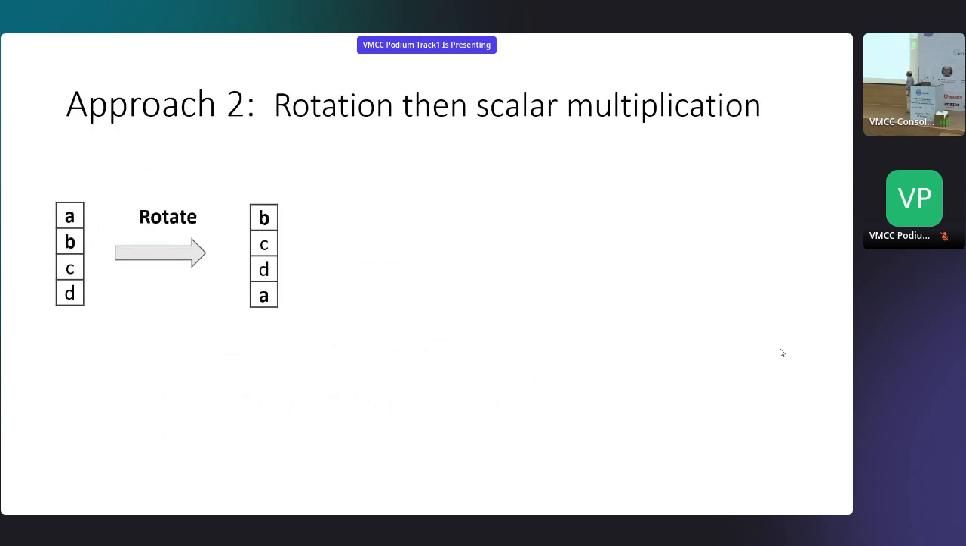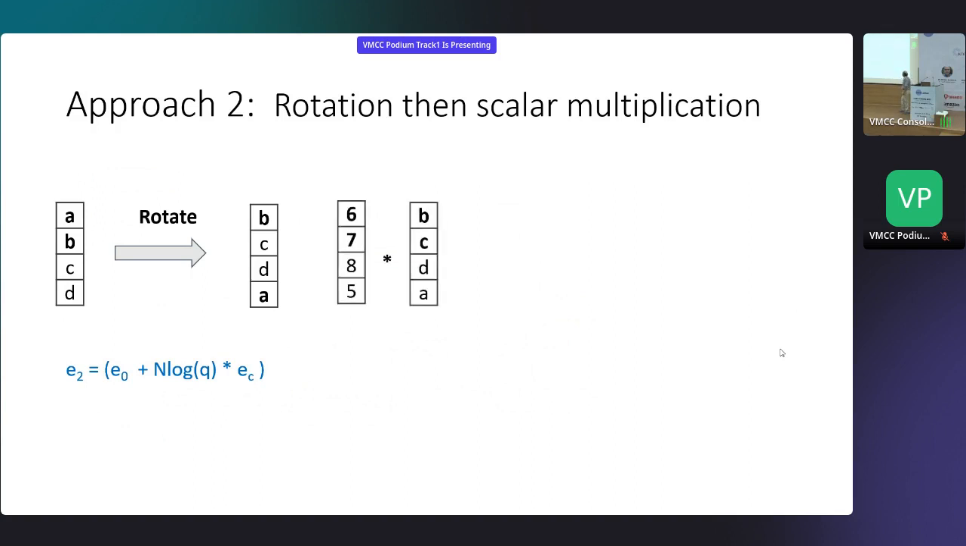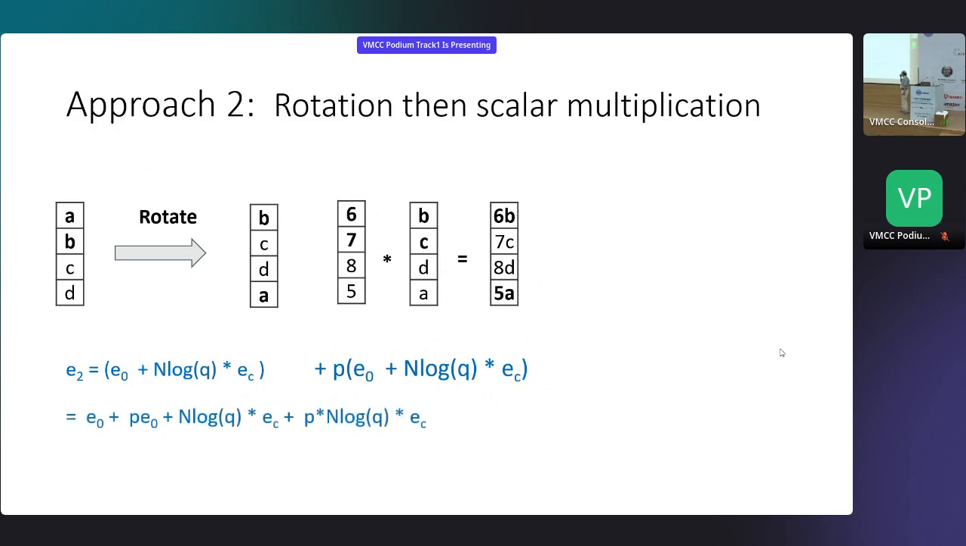If I did the rotation first, then I end up adding a constant amount of error, and then when I do the multiplication, I multiply that error. So you end up with a much bigger polynomial. In this case, you don't want to do the rotation followed by the scalar multiplication. You want to do the multiplication first. So whenever you're using these tools, be very careful about how you order the operations, because it makes a difference.